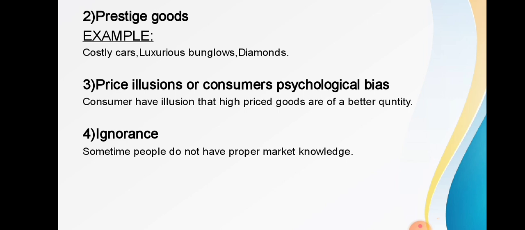Now the fourth one is ignorance. What is ignorance? Sometimes people do not have proper market knowledge. They may not be aware of the fall in the price of the commodity, and thus they tend to purchase more at the higher price because they are ignorant that certain goods might be at a cheaper rate in some far away markets. Their ignorance also leads to exceptions to the law of demand.